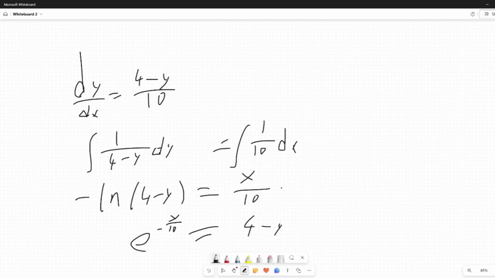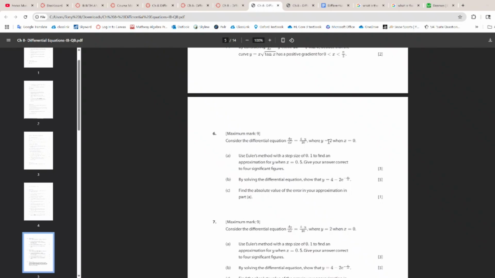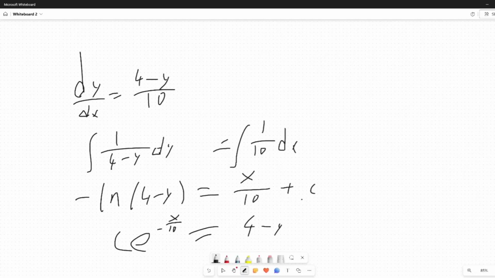And oh wait, I forgot the c. Oh shoot. So we can rewrite a c here. Yeah, because the top part should be times c, and that can be written down there. Right. Cool. So now we've got to solve for the c. So the very top of the question, it gave us this. It told us that y equals 2 when x equals 0, right?